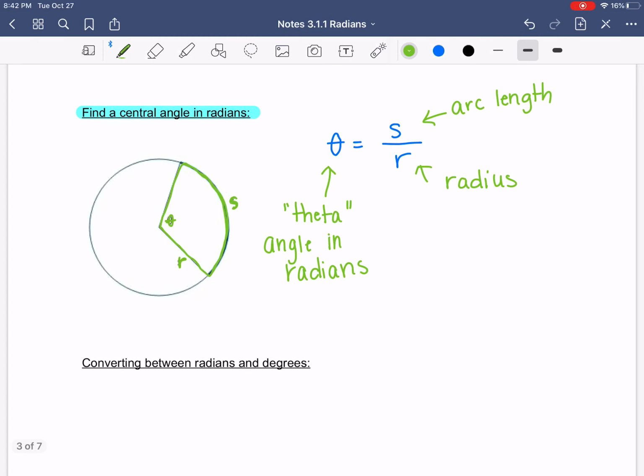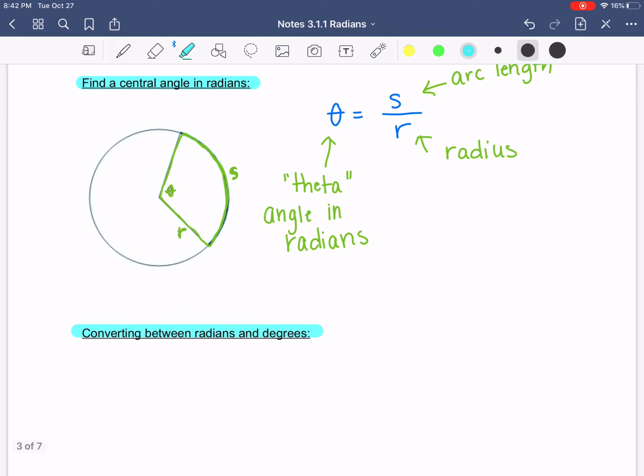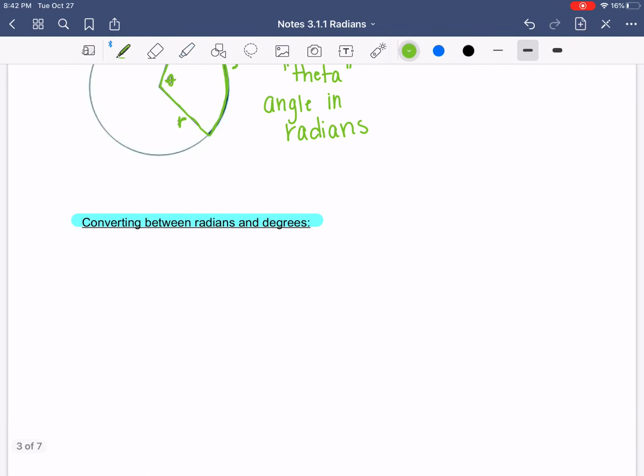All right, last thing that we're going to write down for our notes is converting between radians and degrees. So, you guys can convert between, there's 12 inches in 1 foot. You can convert between the two. So we can go back and forth between radians and degrees. There's just a couple steps. The first step is to set up a proportion.